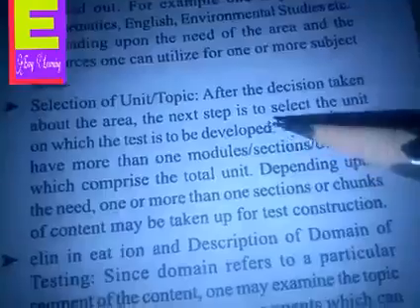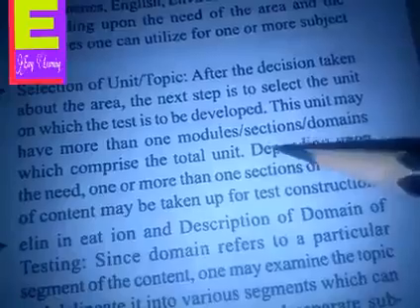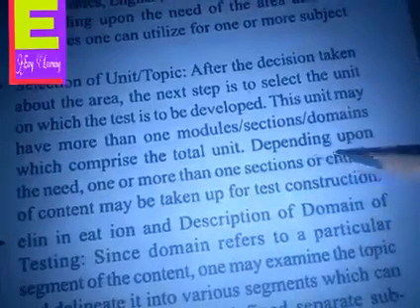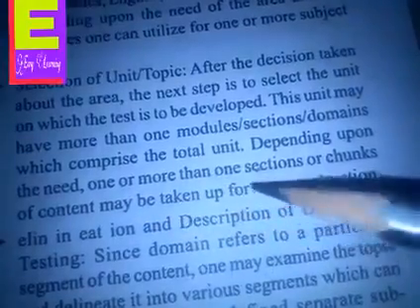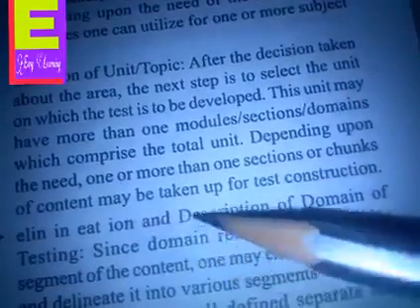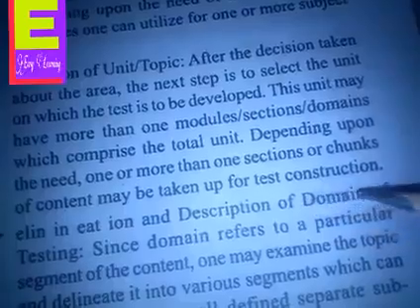Selection of unit topic. After the decision taken about the area, the next step is to select the unit on which the test is to be developed. This unit may have more than one module, sections, domains which comprise the total unit. Depending upon the need, one or more than one sections or chunks of content may be taken up for test construction.